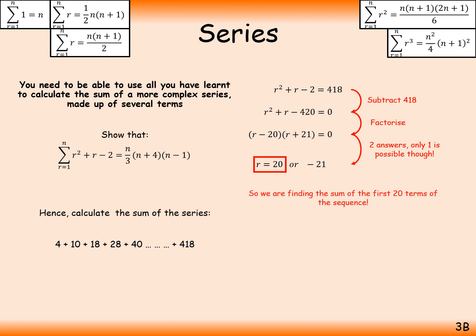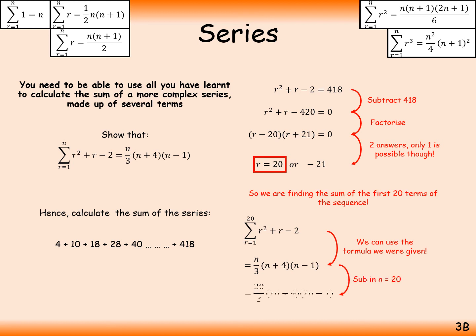So we're finding the sum of the first 20 terms of the sequence. We can use the formula we're given, because we're told all of this is equal to that. So we just substitute n equal to 20 and calculate, and it gives us 3040.